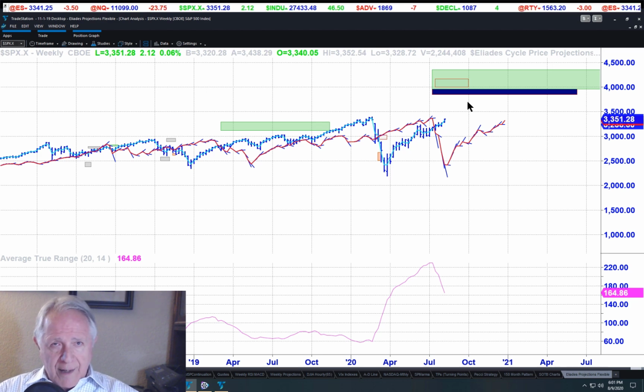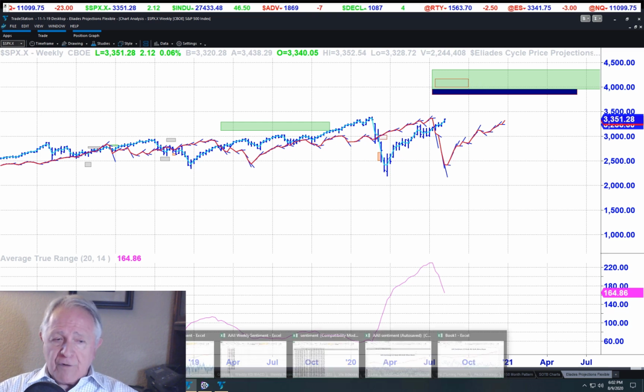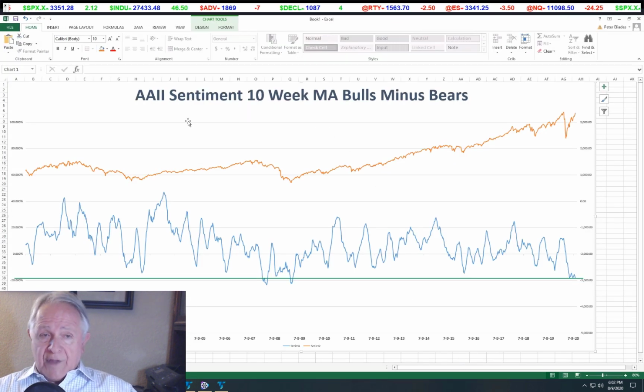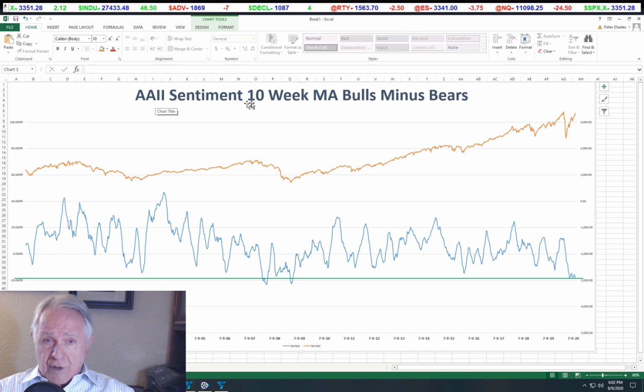Now, one more chart. And this chart will make you believe that this projection might be hit. I've showed it to you several times, and I've showed you a couple of different versions of it. What I'm going to show you today is the 10-week moving average. This is the American Association of Individual Investor Sentiment Chart. We've looked at both a 10-week MA of bulls minus bears, and we've looked at single-week bulls minus bears. This is the 10-week MA, and it is a spectacular chart. Take a look at this. I'm dumbfounded by it. This is a 10-week moving average, the blue line, of bulls minus bears.